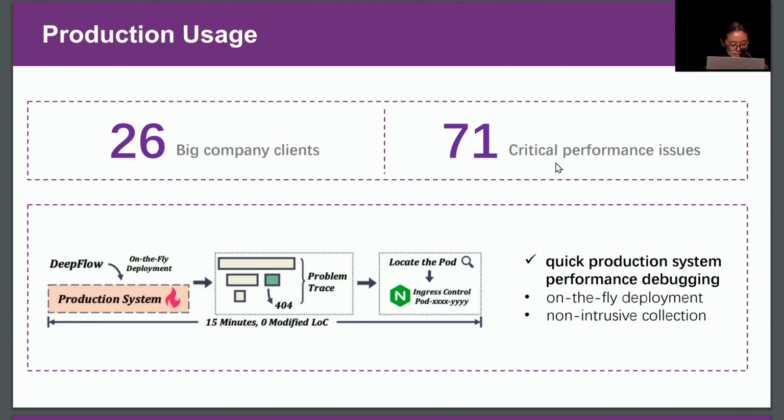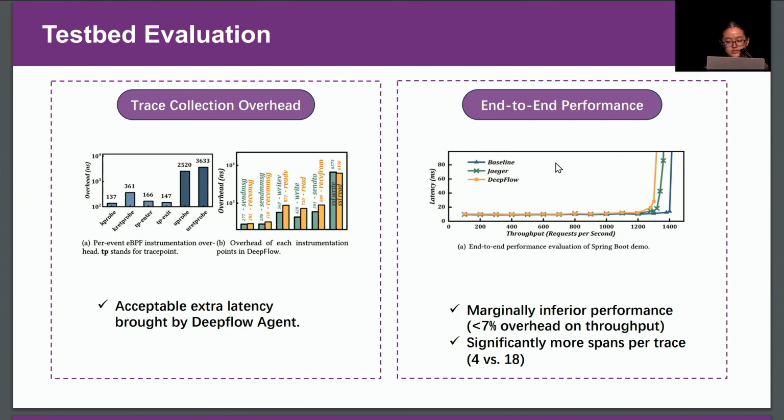Okay, we're now done with the system design, and let's move on to evaluation. Over the past years, DeepFlow has already identified over 71 critical performance anomalies for more than 26 company clients. Our paper presents 3 examples of them, and more of them can be found on Yunshan Network's website pages. We also conduct a testbed evaluation to demonstrate that DeepFlow's overhead is negligible for the systems being monitored.